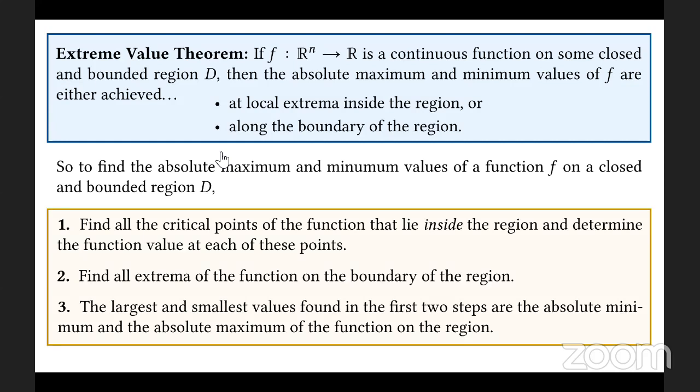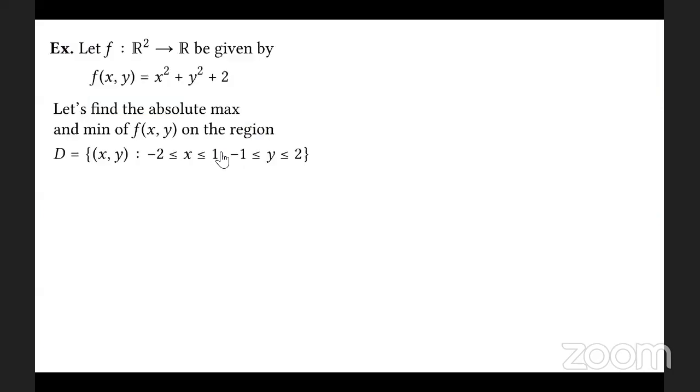Okay, so to find the absolute max and min values of a function on a closed and bounded region D, you check the inside, those are critical points, and take note of the function at each of those points. Then find all the extrema on the boundary of the region, and you pick the largest and the smallest, right? That is constrained optimization. Okay, so let's do an example.